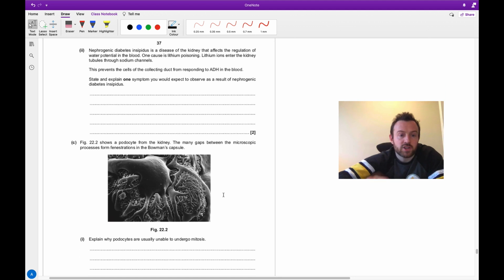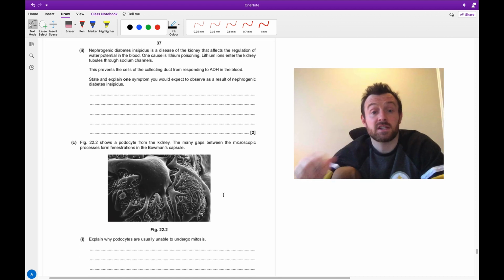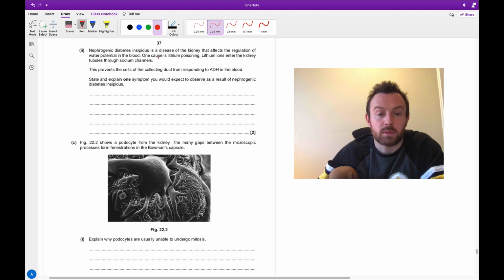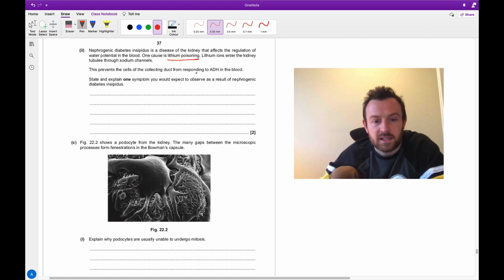Okay, so nephrogenic diabetes insipidus is a disease of the kidney that affects the regulation of water potential in the blood. One cause is lithium poisoning. Lithium ions enter the kidney tubules through sodium channels. This prevents the cells of the collecting duct from responding to ADH in the blood. Interesting.